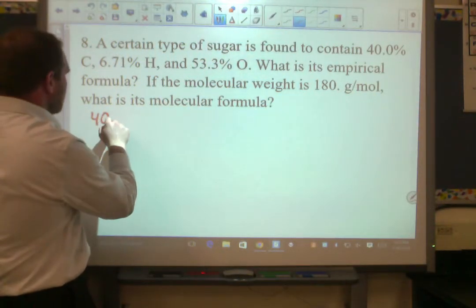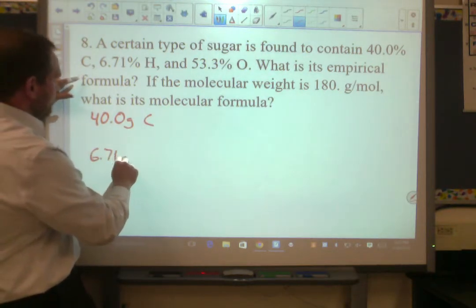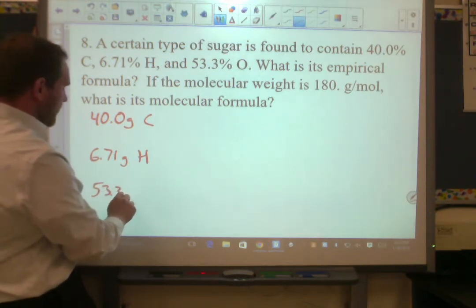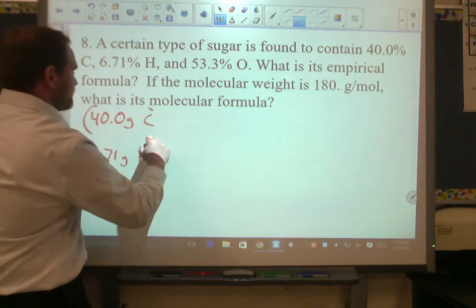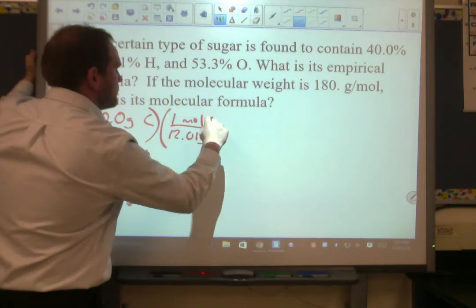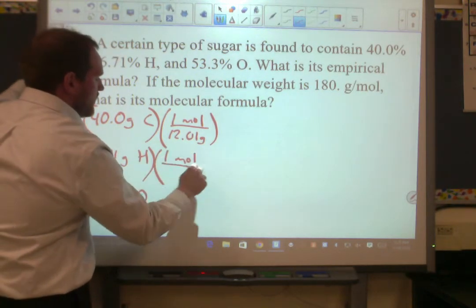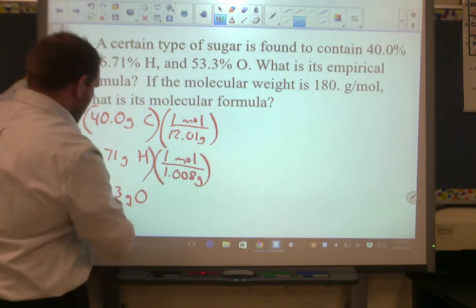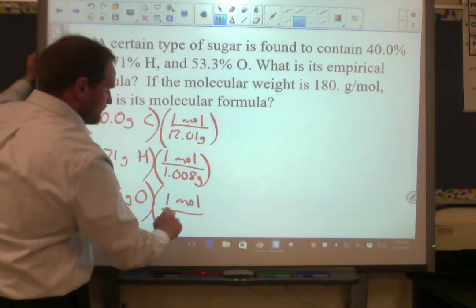So let's just say 40.0 grams of carbon, 6.71 grams of hydrogen, and 53.3 grams of oxygen. We have to turn all of these into moles. Times 1 mole over 12.01 grams, that's carbon's molar mass. Hydrogen's molar mass is 1.008 grams. And oxygen, I call it 16.00.